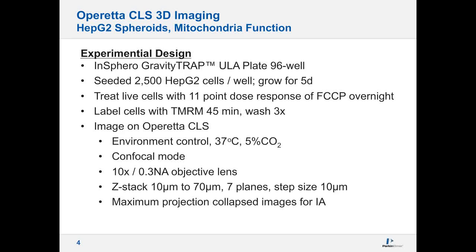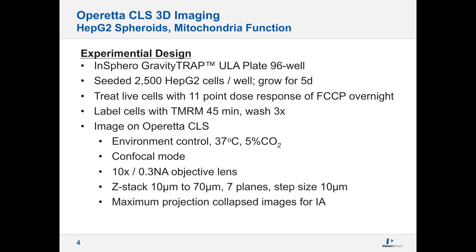An example of this is recent data that our colleague Alexander in Hamburg did for us. He used the Inspiro gravity trap ultra-low attachment plate in a 96-well format. Approximately 2,500 HepG2 cells were seeded and grown for 5 days. They were then challenged overnight with a mitochondrial uncoupler compound called FCCP, in an 11-point dose response.